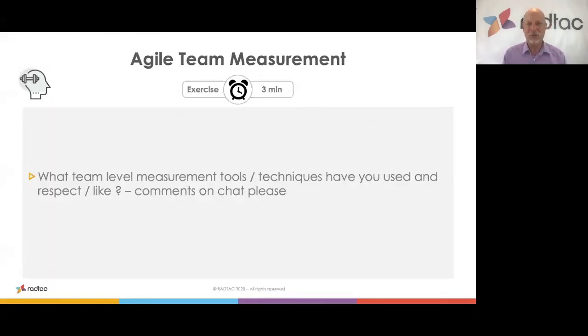So just before we get in here, again, just a bit of input from you, if you wouldn't mind. What team level measurement tools, techniques have you used and respect or like? The sorts of things that you've looked at previously. So if I just go into chat again, if you'd be kind enough to put some stuff in there, that would be absolutely fantastic. So what team level measurements have you actually used before and have worked well for you?